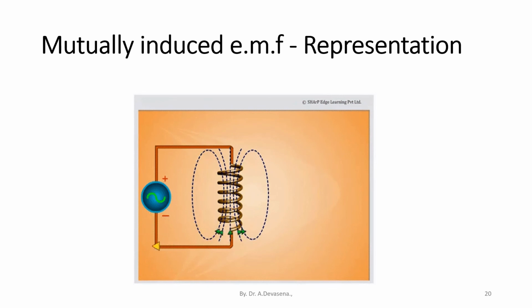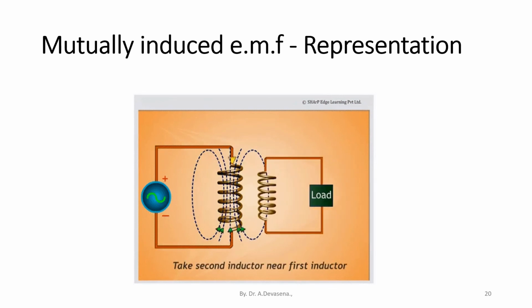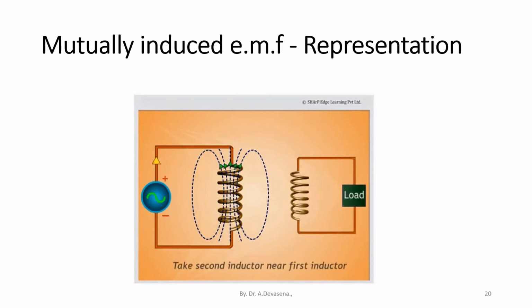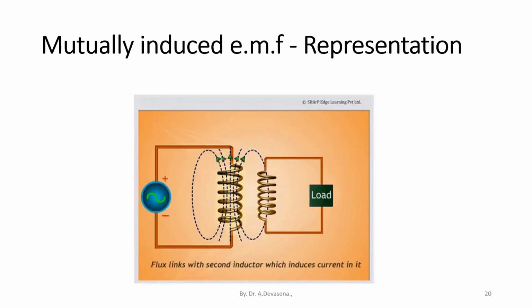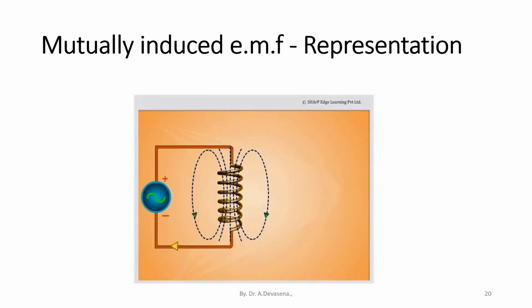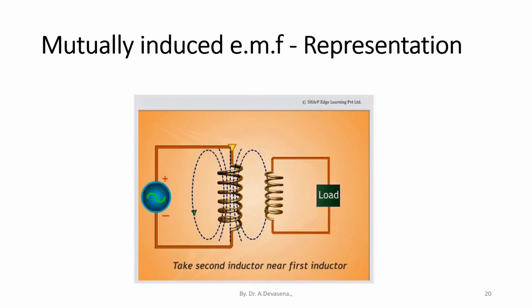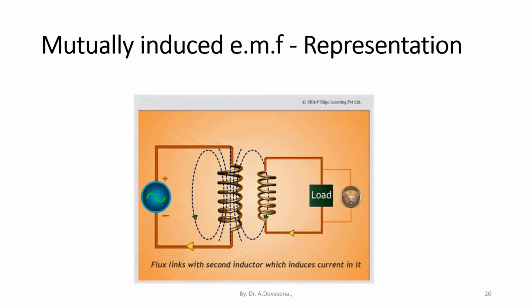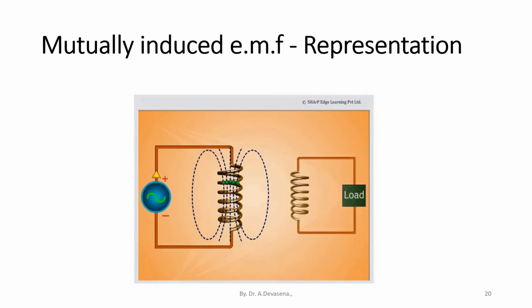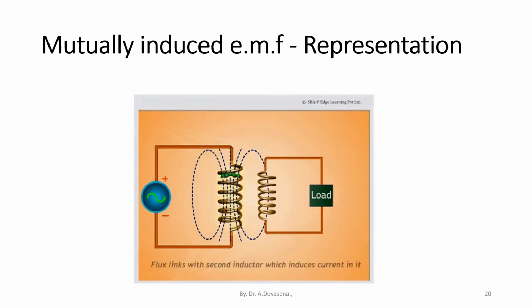This is an animation. Now consider that we are having a coil. The coil is connected to the supply voltage. Because of the supply voltage, a current is flowing in the first coil. Now, a second coil is taken very close to the first coil. Due to this, EMF is induced in the second coil also. Because of that, the load that is connected to the second coil will glow. It is indicated in the animation.